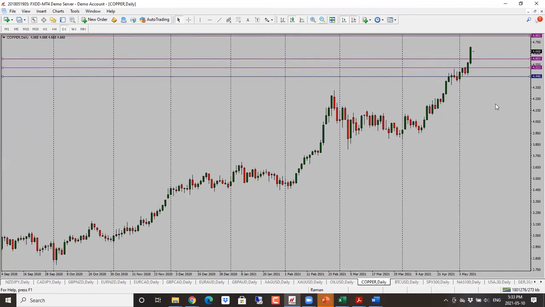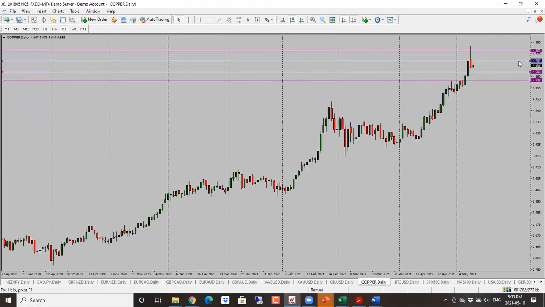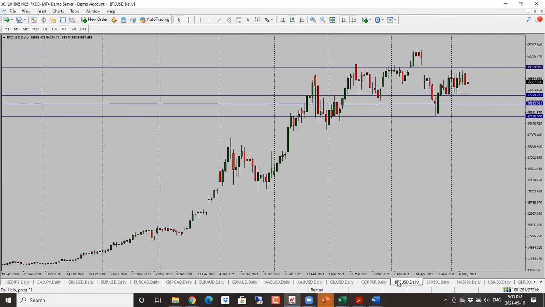Copper here, quite a drop for copper, nice bearish pin bar here. So with this one, watch out for a bit of a pullback, potentially into 4.70, and then looking for a drop here. So first target is 4.60, second target 4.52, so bearish bias for copper.